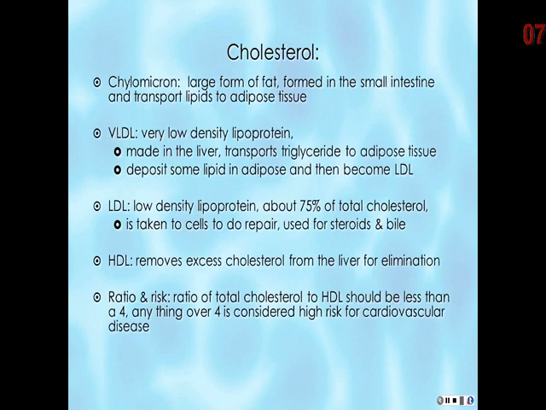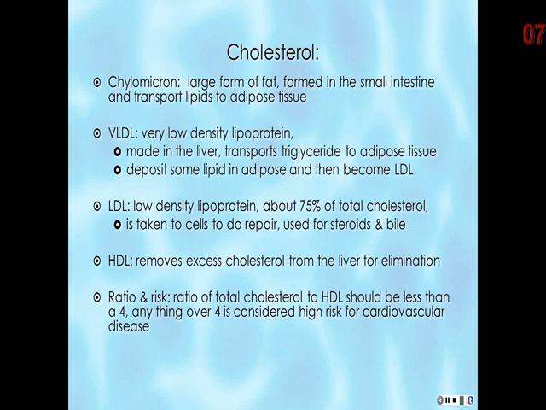The chylomicron is the large form of fat formed in the small intestine and transports lipids to the adipose tissue. The VLDL, or very low density lipoprotein, is made in the liver. This transports triglycerides to the adipose tissue, where it will deposit some lipid, becoming more dense, and then become an LDL, or low density lipoprotein. The LDL is about 75% of the total cholesterol. It is taken to the cells to do repair and is also used for forming steroids and bile.